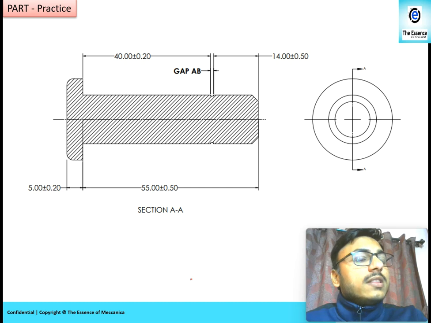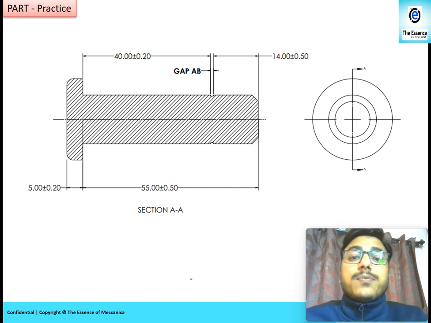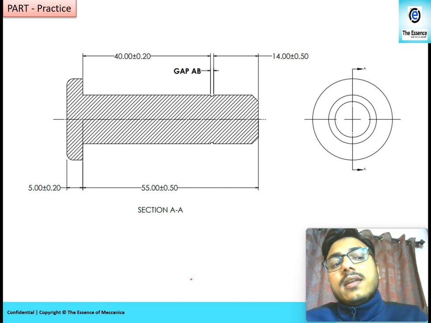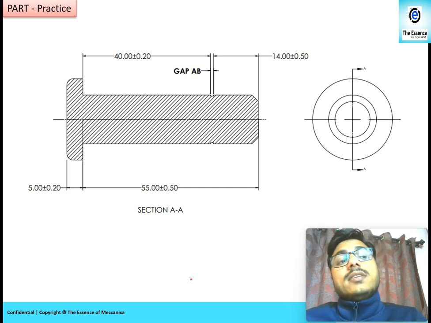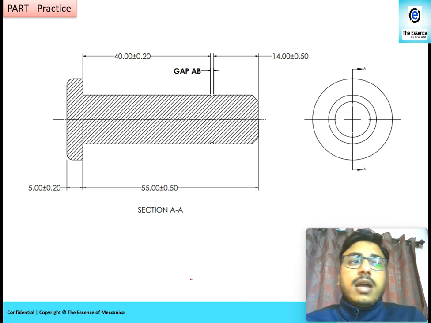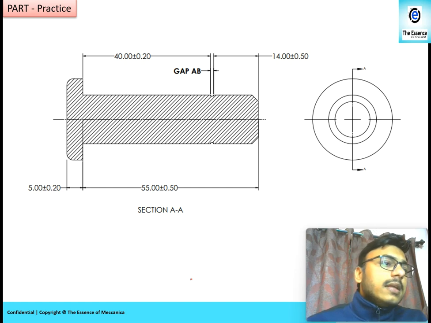Now moving ahead with the next example. This one you have to practice, and we will discuss it in the next video. So what you have to do: don't go ahead and watch the other video. Just go and practice yourself. Try to prepare the loop diagram. Here, this pin is there.